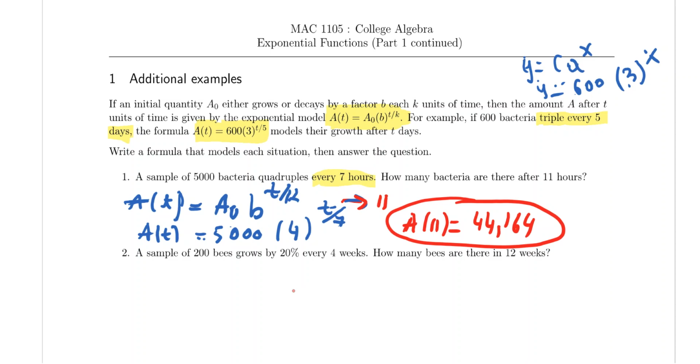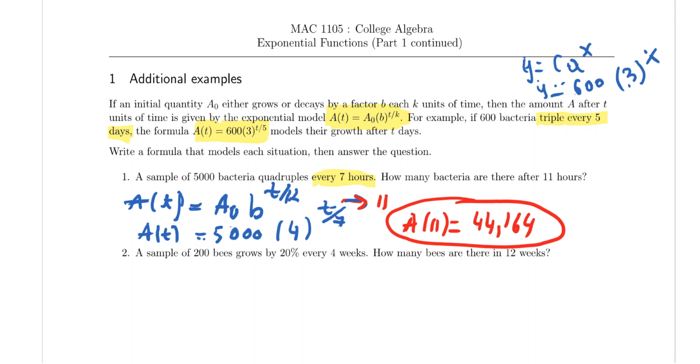But we're not looking after 14 hours. We're looking after 11 hours. So just make sure that the answer makes sense. It should be something between 20,000 and 80,000, because at 7 hours it would be 20,000, and at 14 hours it would quadruple 20,000, which would be 80,000.